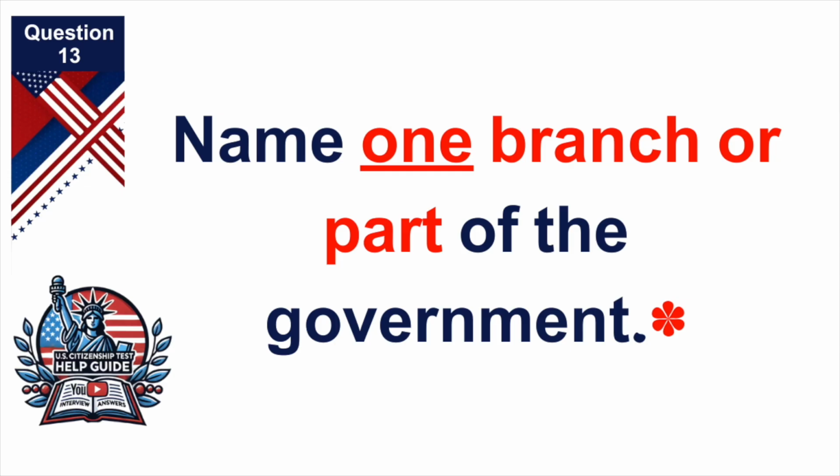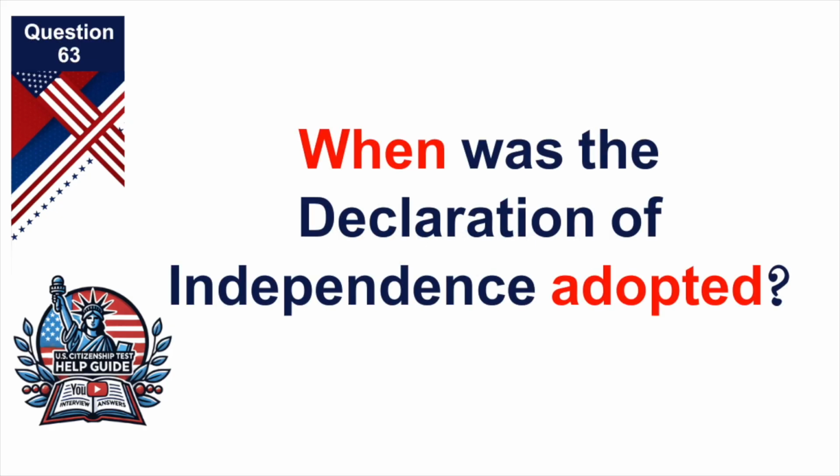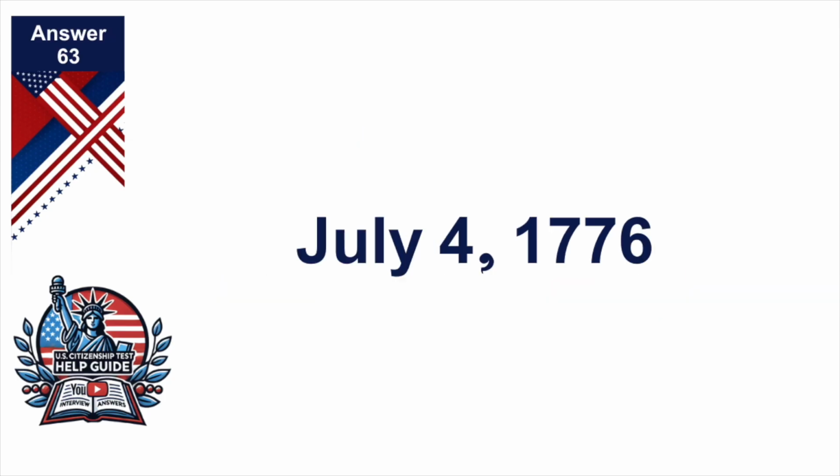Name one branch or part of the government. Congress. When was the Declaration of Independence adopted? July 4, 1776.